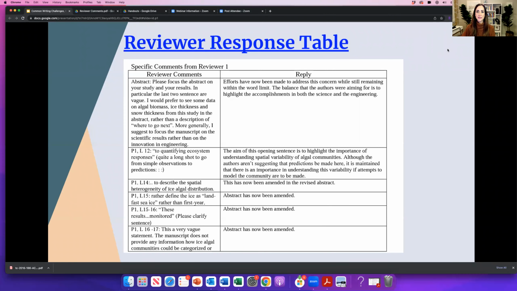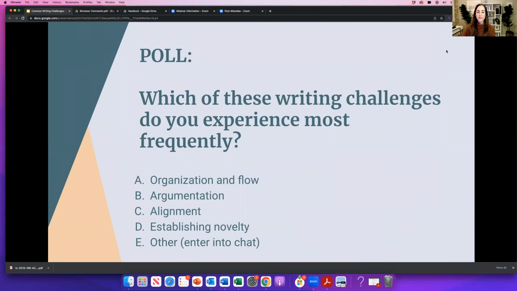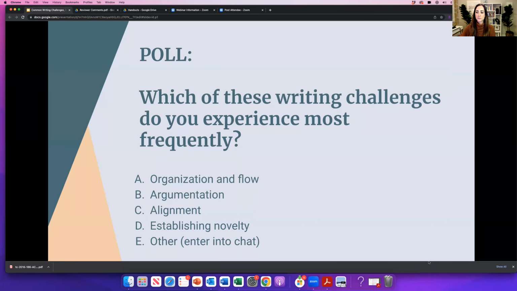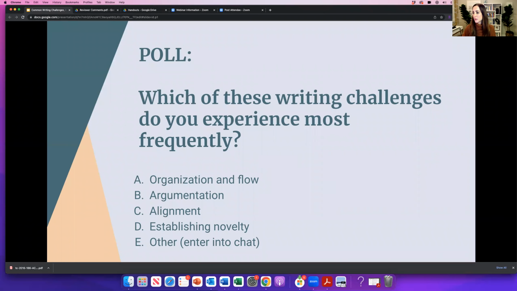Okay, reviewer response table. All right, let's do a quick poll before we jump into the academic writing considerations. We're going to launch this poll. Among these very specific academic writing challenges, which do you experience most frequently? Do you struggle with organization and flow, argumentation, alignment, or establishing novelty, which is being able to establish the need for your study, why your study is important and new? Most people have answered, I'll give you just another second. I'll share results.